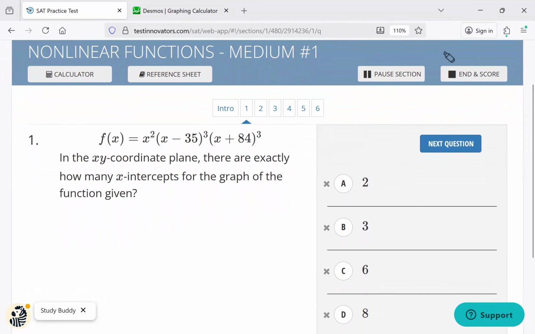Question one says f of x equals x squared times x minus 35 cubed times x plus 84 cubed. That's definitely a polynomial. In the xy coordinate plane, there are exactly how many x-intercepts for the graph of the function given? They don't care about the multiplicity, so don't worry about it. You might have a repeat of x-intercepts, and that's okay. So how do you find the x-intercept? You set f of x to 0.